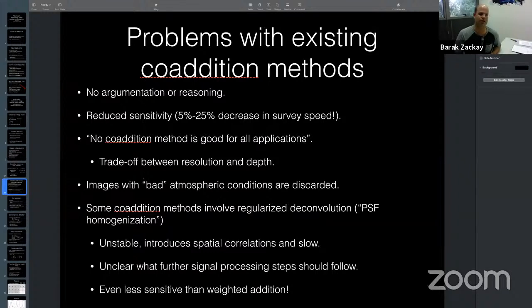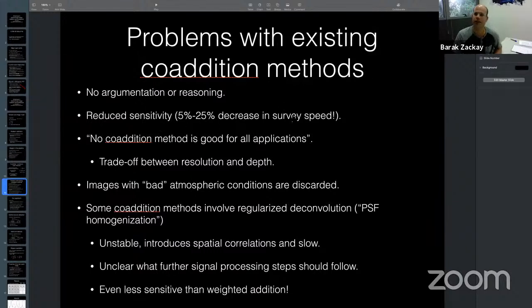Okay. So what is the problem with existing coaddition methods? Before we talk about things that relate to the images, the real problem is that there's no argumentation. You really look at the method: someone was playing with data, he was doing something, he decided to do it this way, and he puts out a paper saying adding images this way is my choice. Now, if you do it wrong, then you sometimes get reduced sensitivity.